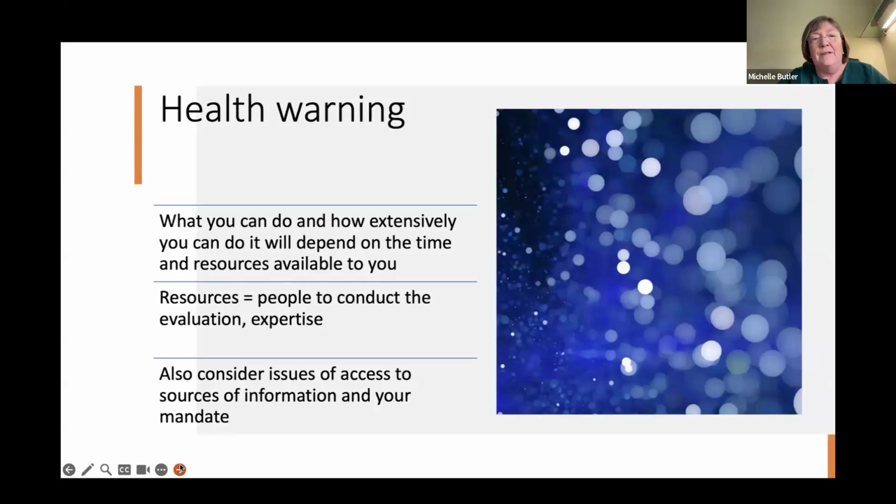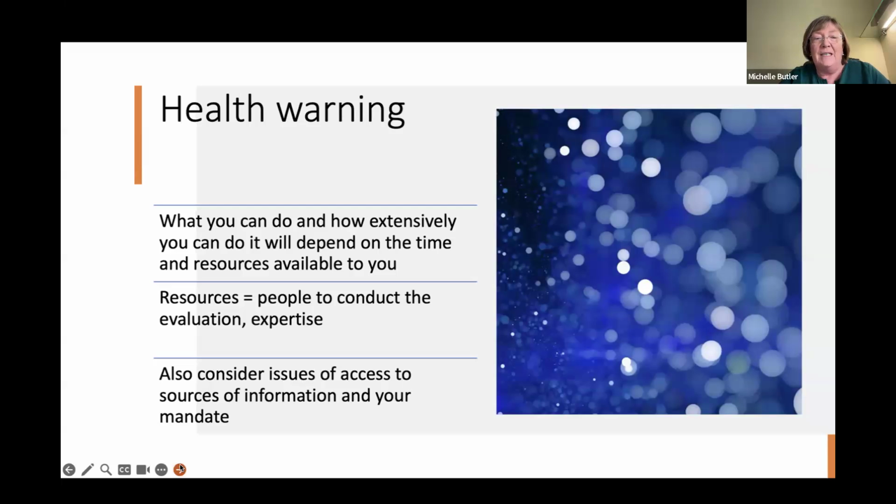Some other things you might want to think about are, in terms of the scope of that evaluation, who conducts the evaluation, and what resources you have available. Ideally, if you can agree during the funding part of the initiative a budget for evaluation, that's really helpful. Otherwise, you might be relying on staff. What time do they have? What expertise do they have?